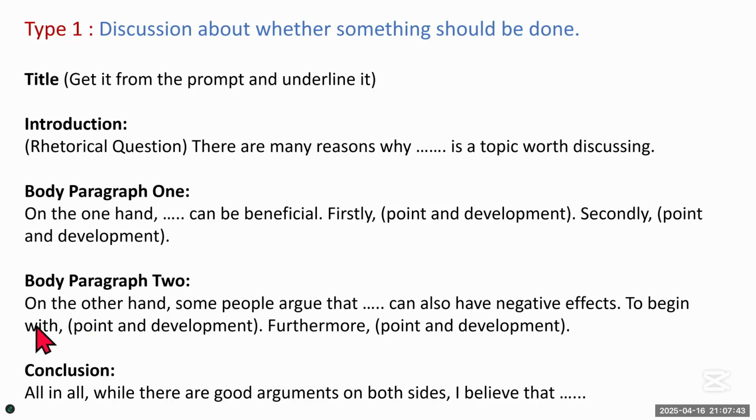In body paragraph 2, on the other hand, some people argue that the topic here can also have negative effects. To begin with, point and development. Furthermore, point and development. In the conclusion, all in all, while there are good arguments on both sides, I believe that, pick one side and explain why you're on this side.